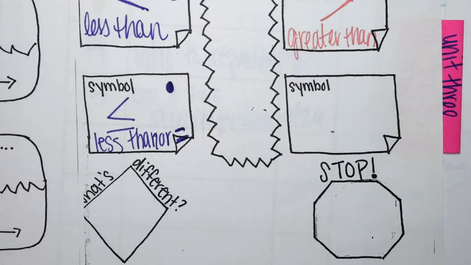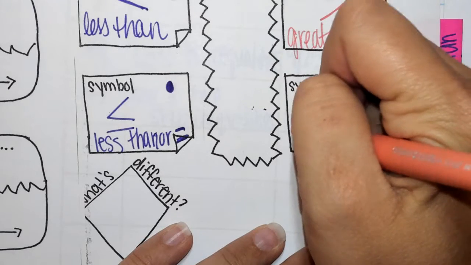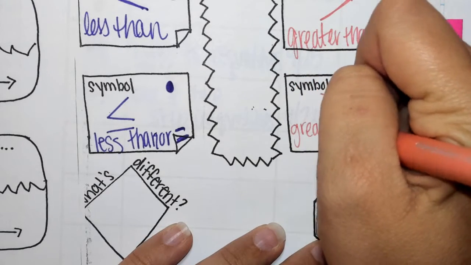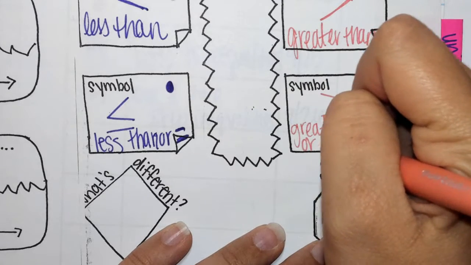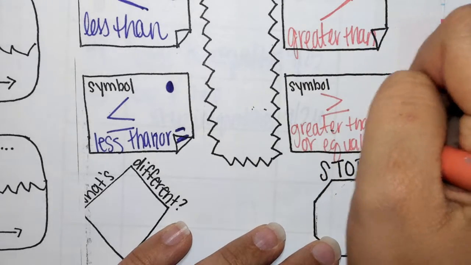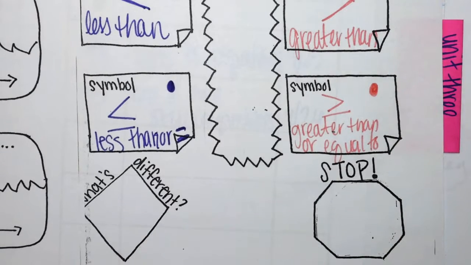All right, and what is after greater than? Greater than or equal to. And I will do a space on this one. And does it have an open or closed circle? Closed. Take a point.